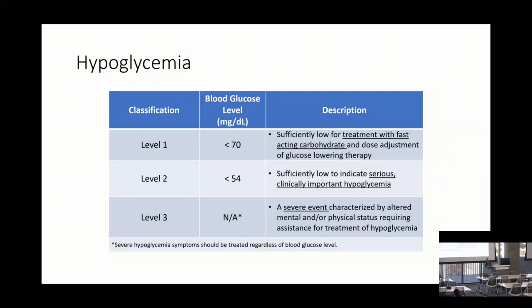This is a classification. I don't think at this point it is that relevant. It's just to recognize what is a low glucose. So if you have glucose like in the 70s, that's level 1 hypoglycemia. And then the lower it is, the more severe. But very importantly, if you have severe symptoms, it doesn't matter the level, that's already considered level 3 hypoglycemia.